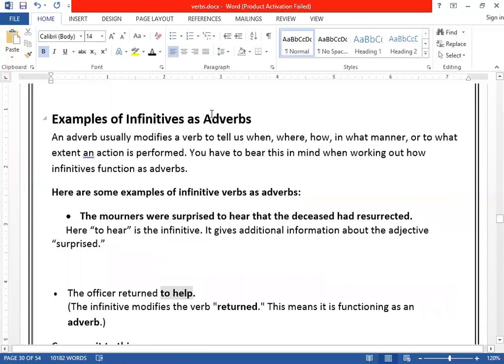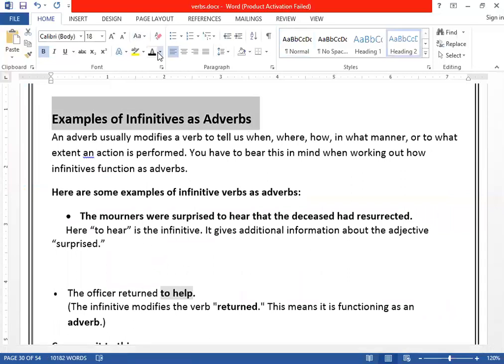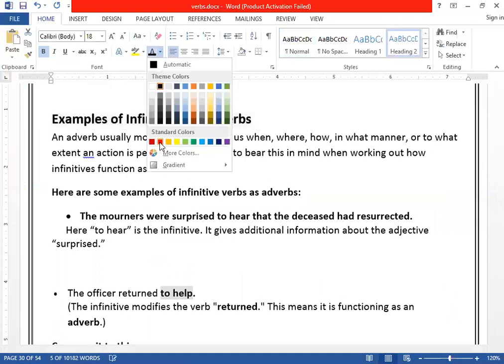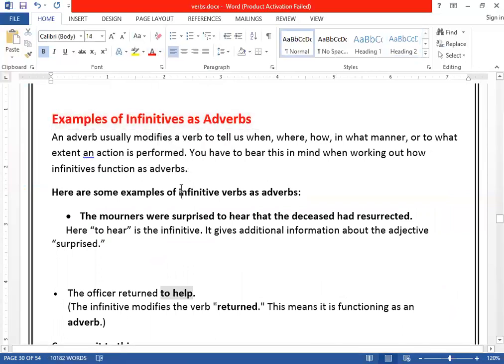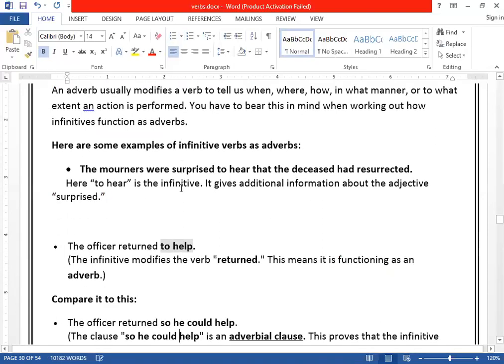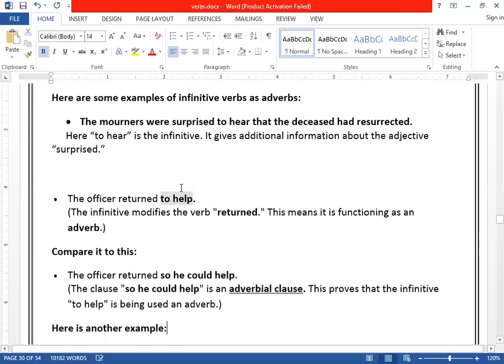Now look here, the next one, the third thing. Clear, an infinitive can also function as an adverb. We will study adverbs later, inshallah. Adverb shows how an action happens, where an action happens, or when an action happens. Inshallah we will study later on. Here are some of the examples that I have used here, or I can use easy examples for you all.